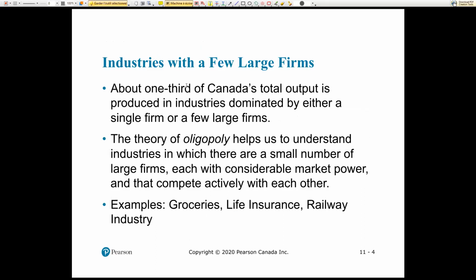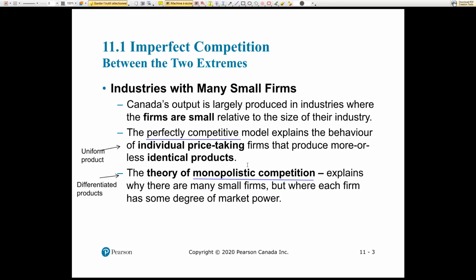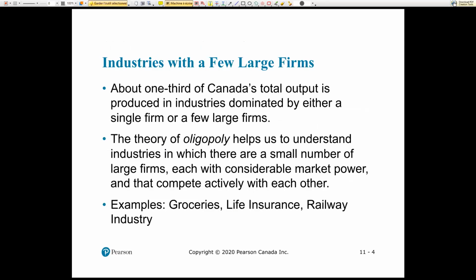So this is small firms. And then that's 2/3 of Canada's industry. And then 1/3 is some industries that are dominated by a single firm or very large, few very large firms. So it can be anything like oil production or trains or retail stores, online.